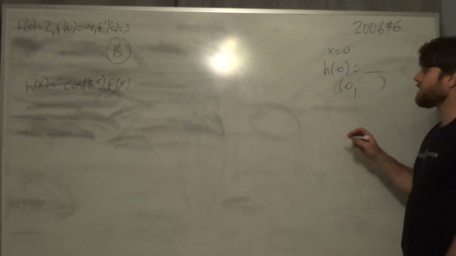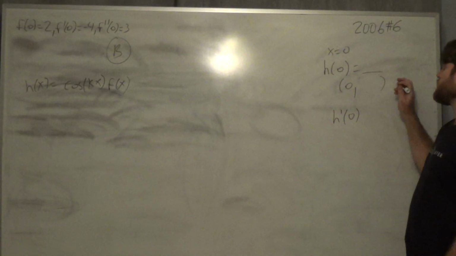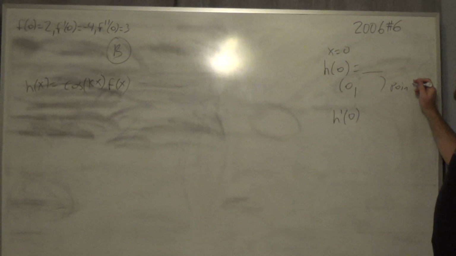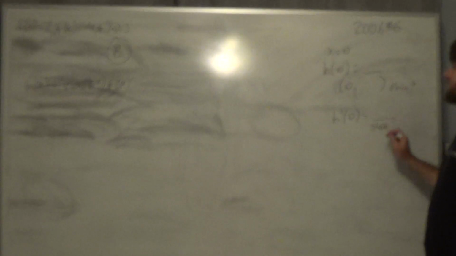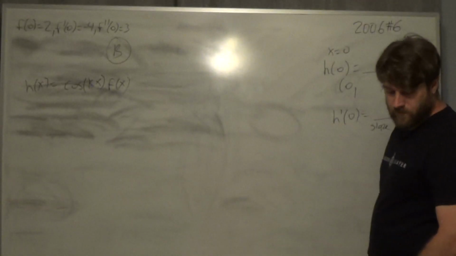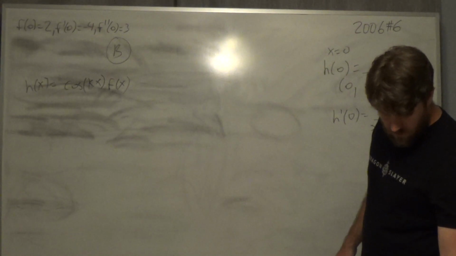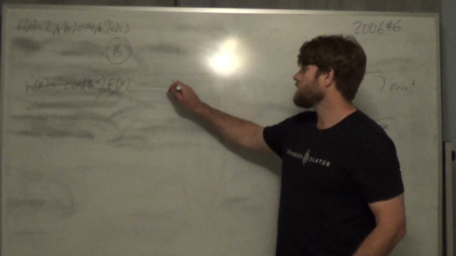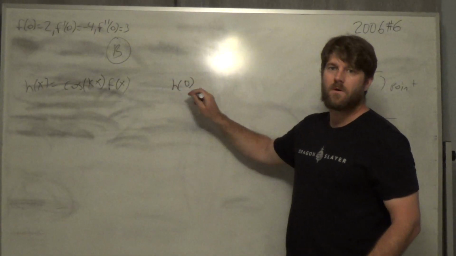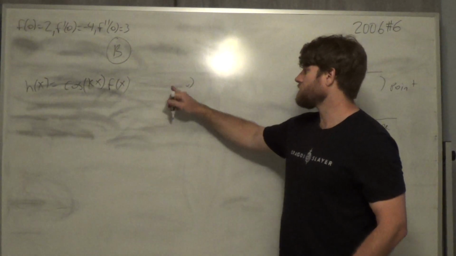The second thing we need is h prime 0. If this is the point, h prime 0 is going to be the slope. Then we'll take the point and the slope and write the equation of a tangent line in point-slope form. Let's go ahead and get started. We need to know what the point is, h of 0.